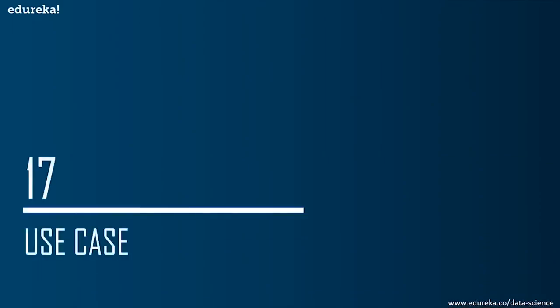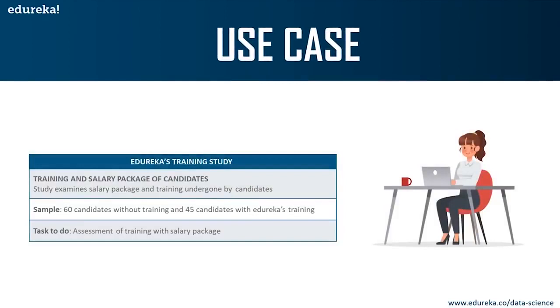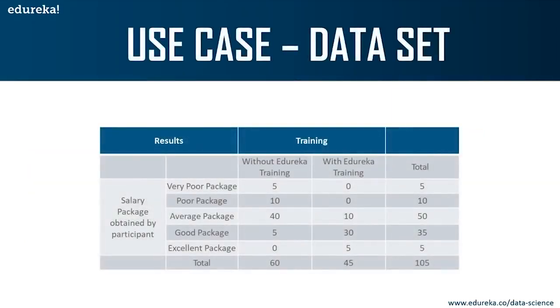Now let's move on. In order to understand conditional probability, joint probability, and marginal probability, let's look at a small use case. Basically, we're going to take a data set which examines the salary package and training undergone by candidates. In this, there are 60 candidates without training and 45 candidates who have enrolled for Edureka's training. The task here is to assess the training against the salary package.